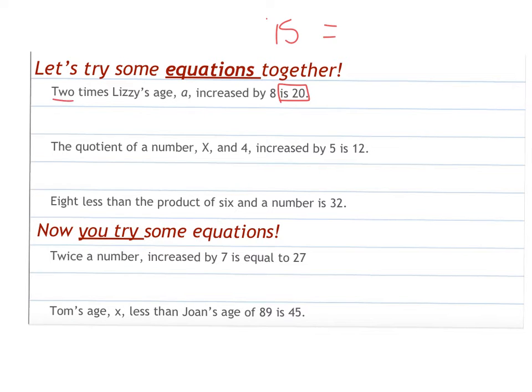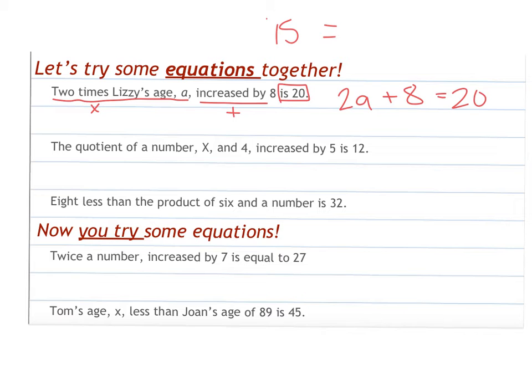So I have 2 times Lizzie's age, A. Well, times tells me it's multiplication. Increased by 8, increased meaning addition. So I'm going to take Lizzie's age, which we're using the letter A, and we're multiplying it by 2. Again, a number and letter together means multiplication. Now, increased by 8 is 20, so that means it's going to be equal to 20. The thing with equations then, the variable can only be worth one value, unlike expressions.